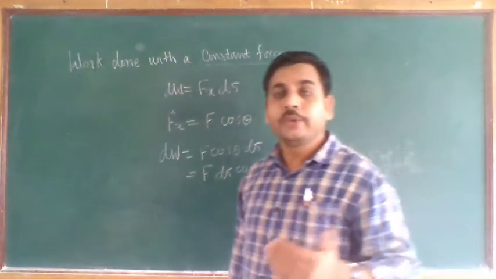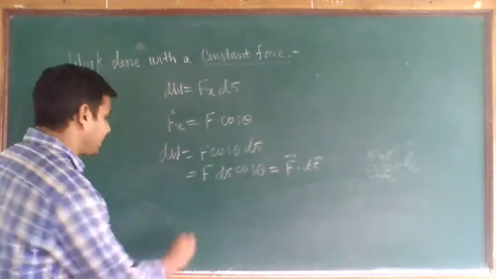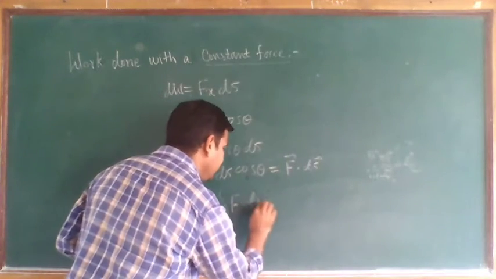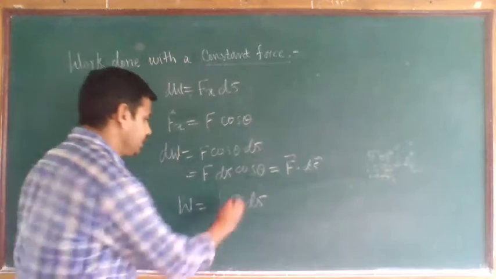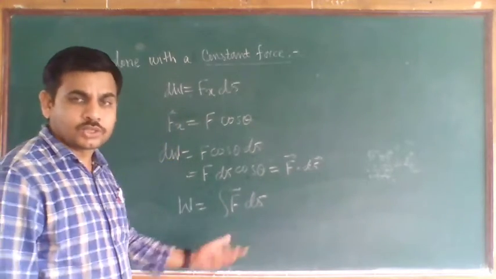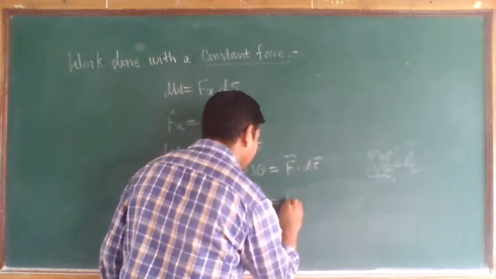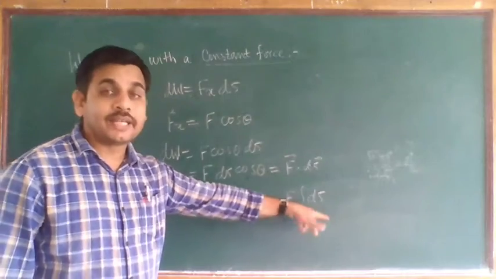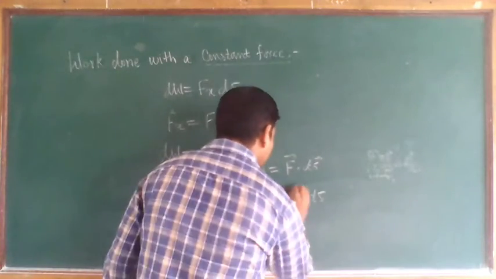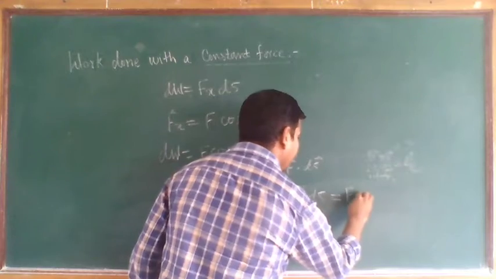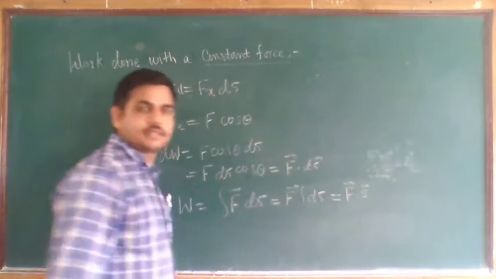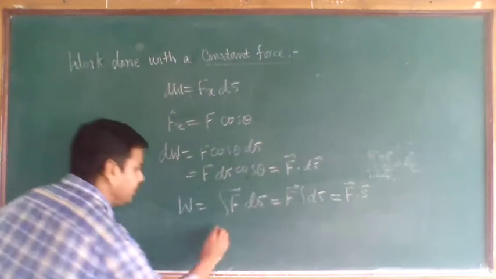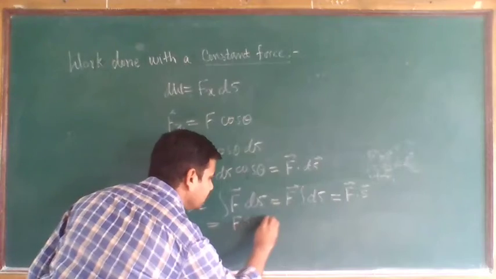Here, the work done during the finite displacement, we can write W is equal to the integration of F dot ds. But you know that this force is constant. So we can write F into ds. Again, this finite integration, which is nothing but F dot s, or which is nothing but F s cos theta.